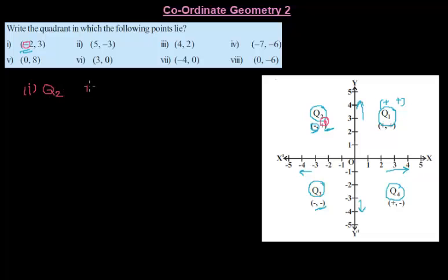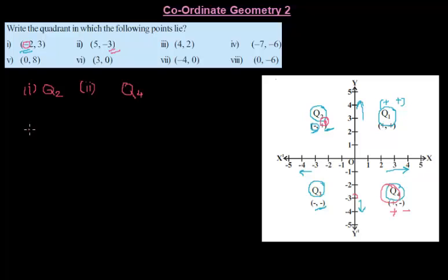Now, let us take the second one. The second point is 5, -3. 5 is positive. That means it either belongs to Q1 or Q4. Now let us see the ordinate. The ordinate is -3. That means it belongs to Q4 quadrant because positive and negative belongs to Q4 quadrant. Therefore, the second point belongs to Q4 or fourth quadrant.